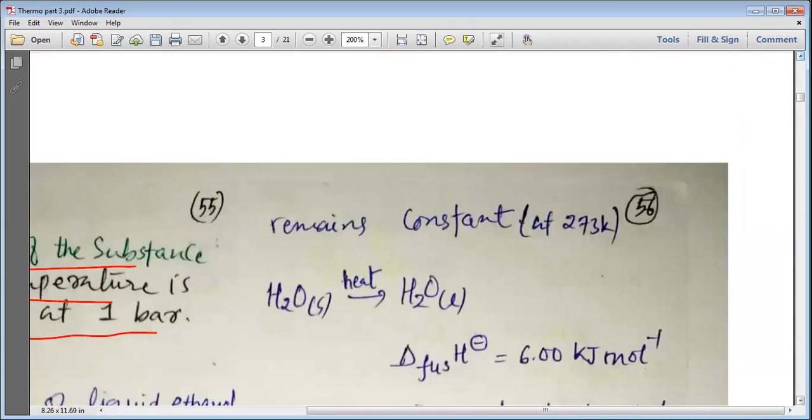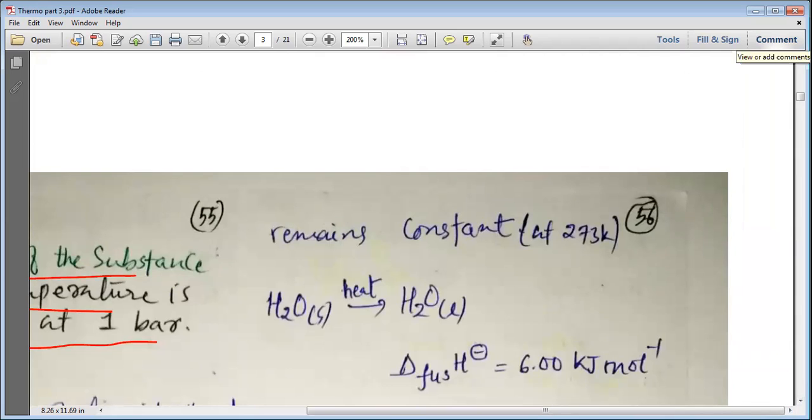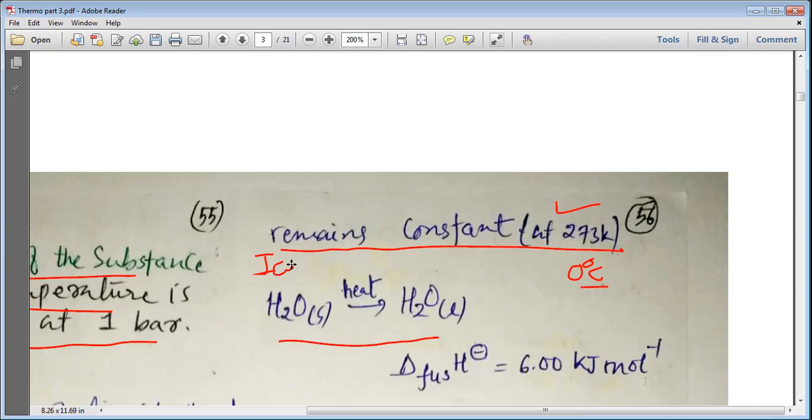We were talking about the ice, and when the ice melts during the phase transformation, the temperature remains constant. So that is 273 Kelvin or 0 degree centigrade. So during the phase transformation, the temperature remains constant. Water in solid form, that is your ice, gets heat and it turns into water.